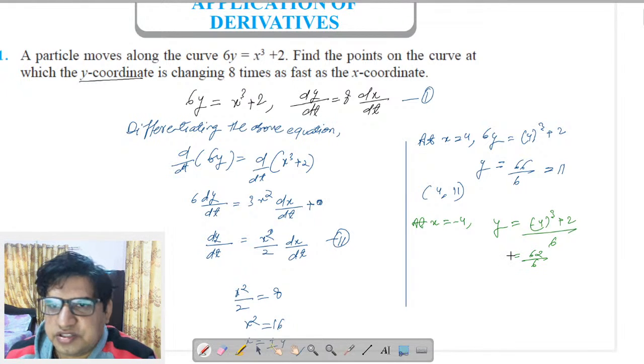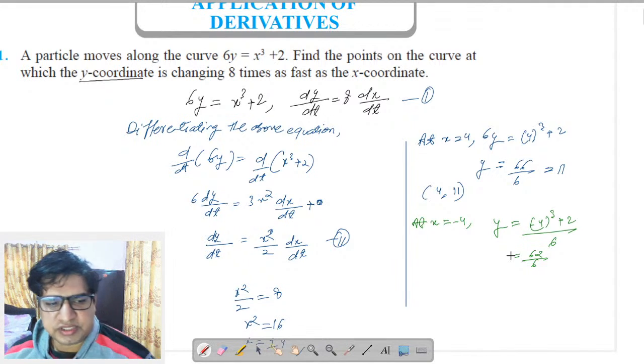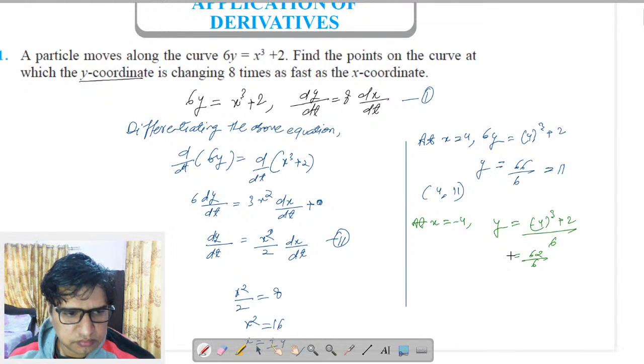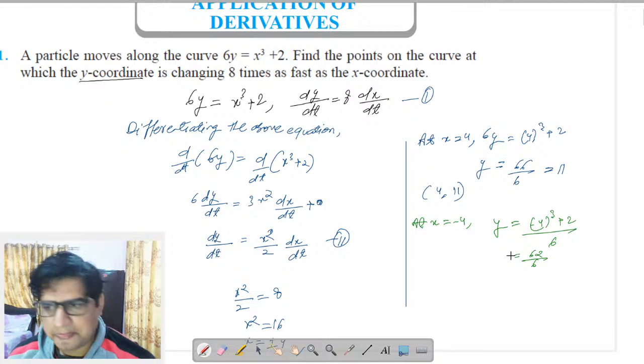So there are 2 points wherein the y coordinate is changing 8 times as fast as the x coordinate. So dy by dt is equal to 8 dx by dt. When will this be possible? When x is equal to plus minus 4 and y is equal to, for x is equal to 4, y is equal to 11, and for x is equal to minus 4, y is equal to 62 by 6. Okay, so that is it.